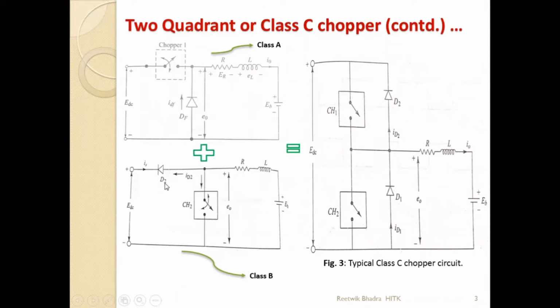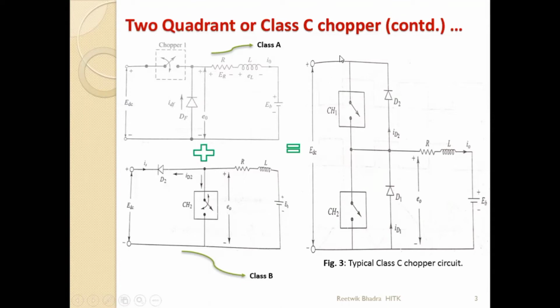Now how are you forming the class B part? From the positive of this supply, the negative of the diode is connected. See, from the positive, the negative of the diode is connected. This D2 forms your class B part. Okay, and across this RLE, what is connected? Your chopper CH2. So across this RLE, this chopper CH2 is connected.